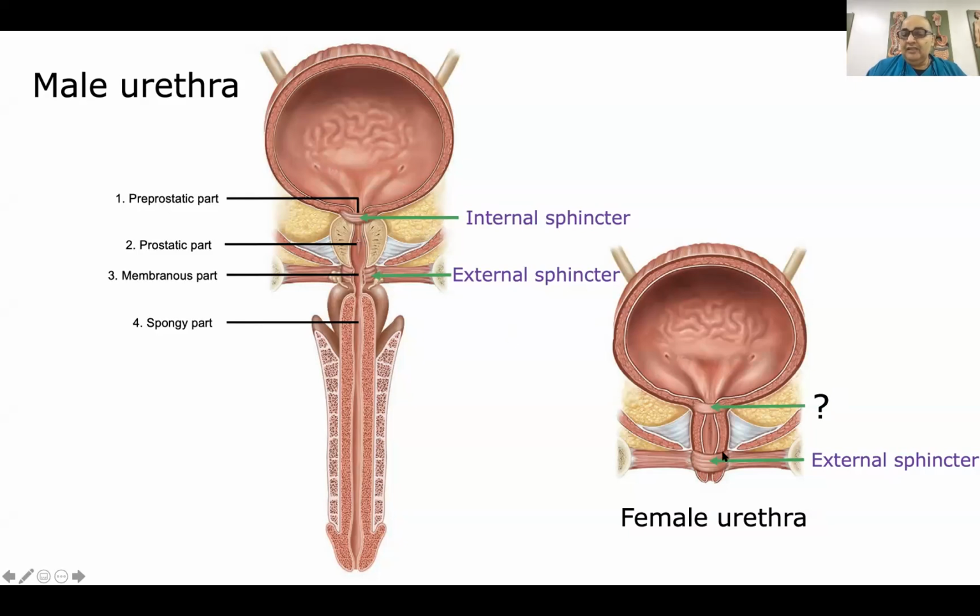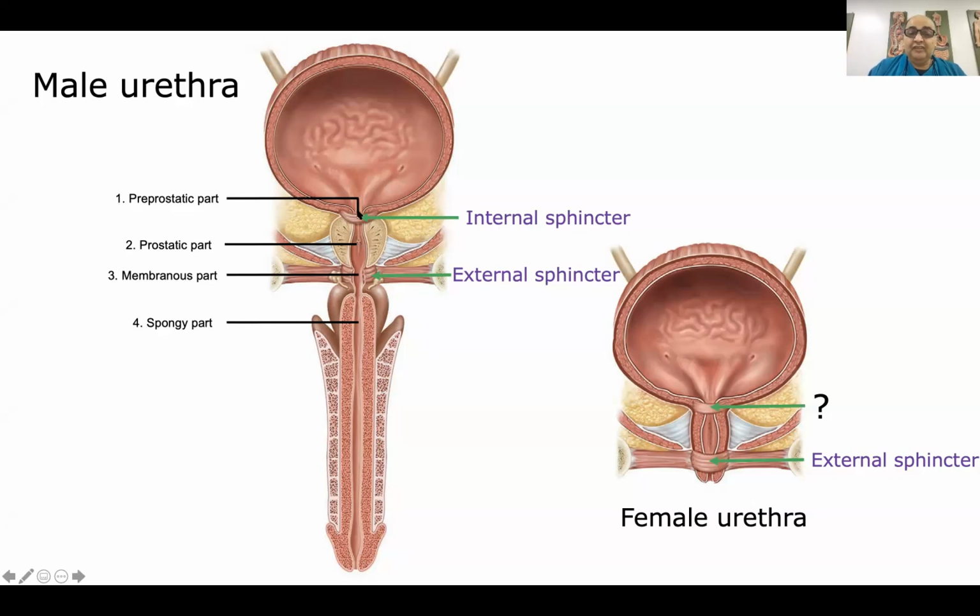But in a female, this urethra is only used for passage of urine. So at the time when we have passage of urine, this internal sphincter has to be open, external sphincter has to be open, and the urine can pass out, no problem. But at the time of intercourse, this internal sphincter has to be closed, because at the time of ejaculation, if the sperm, because we know the ejaculatory duct opens somewhere here.